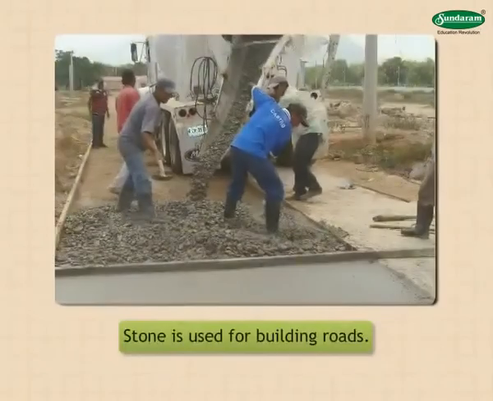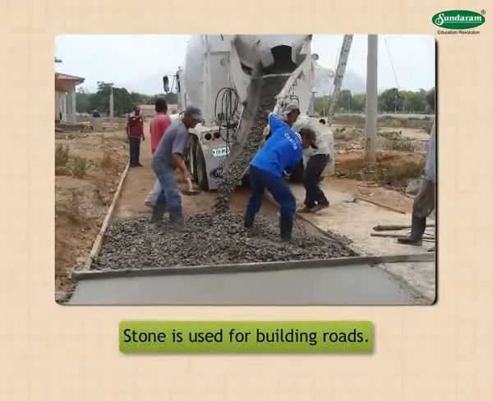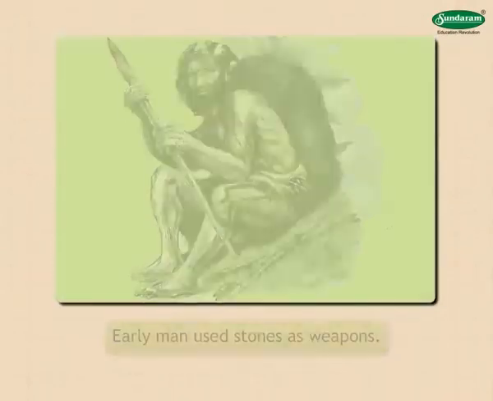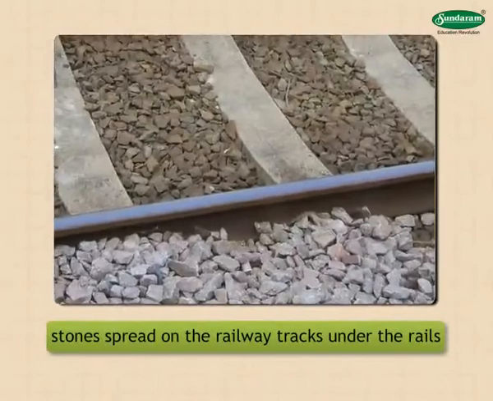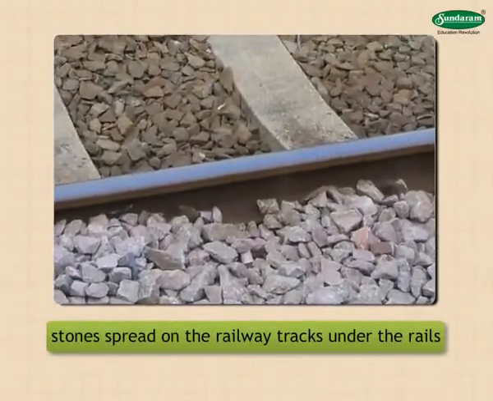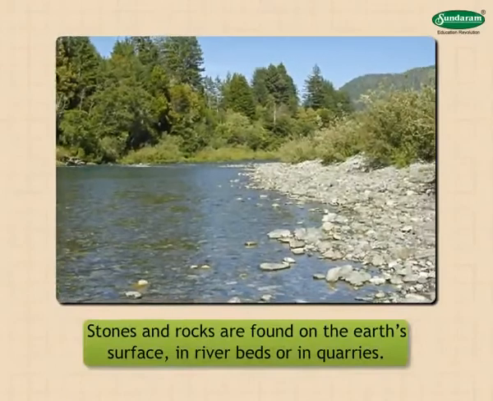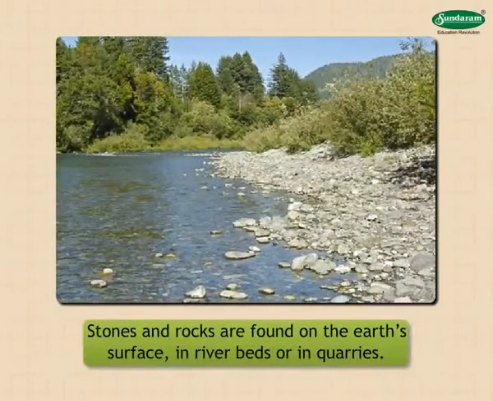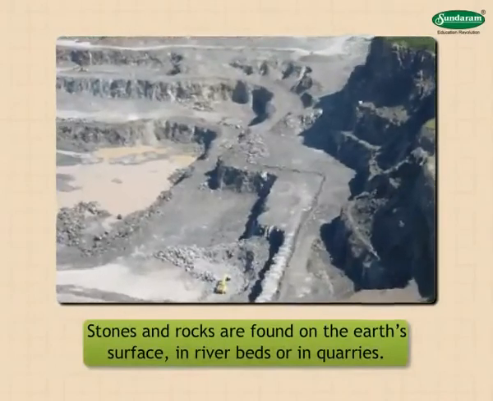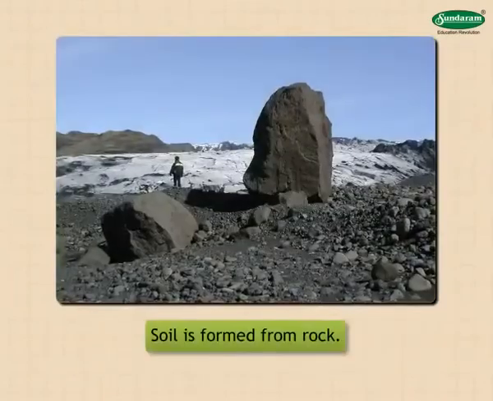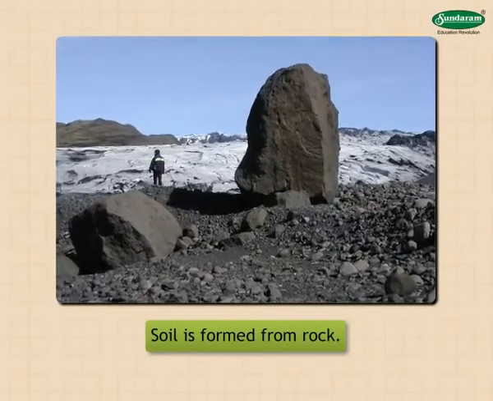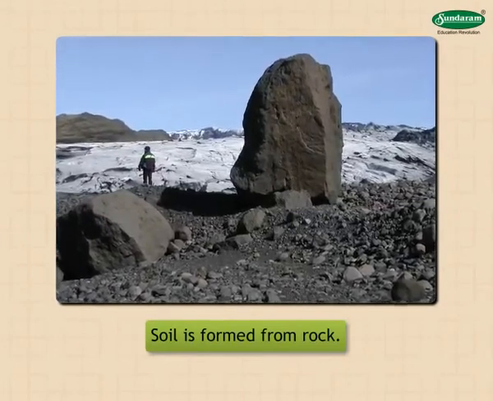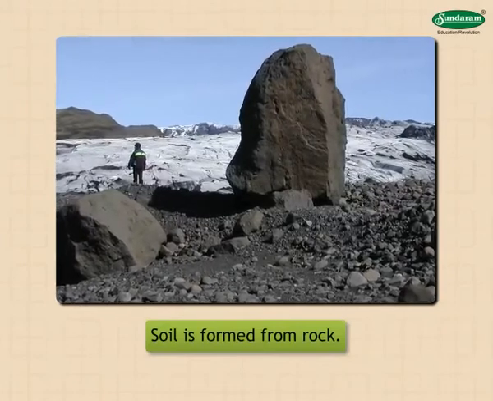Soil. Stone is used for building roads. Early man used stones as weapons. You must have seen the stones spread on the railway tracks under the rails. Stones and rocks are found on the earth's surface, in riverbeds, or in quarries. Soil is formed from rock. There are many uses of soil. Check if you remember them all.